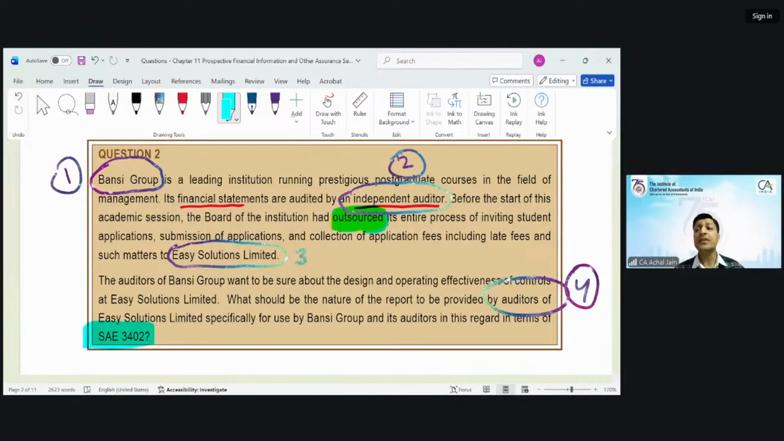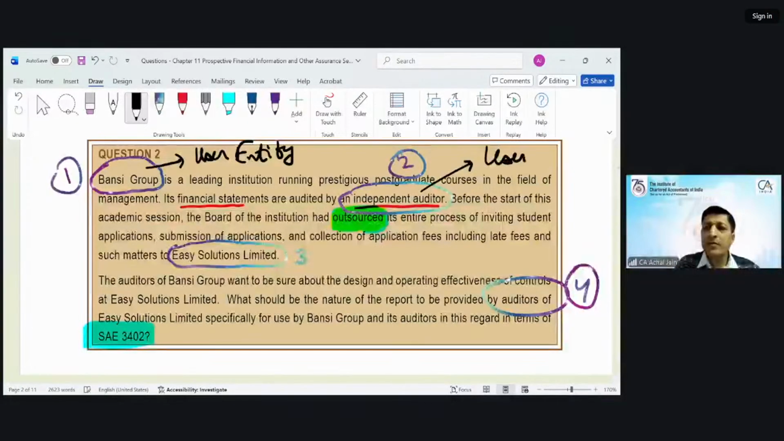In terms of the technical terminology, what do you call each of these parties? Any thoughts? Yes, sir. Here the Bansi Group is the user entity. So you are calling Bansi Group the user entity. Okay. And the very good independent auditor is here the user entity auditor.